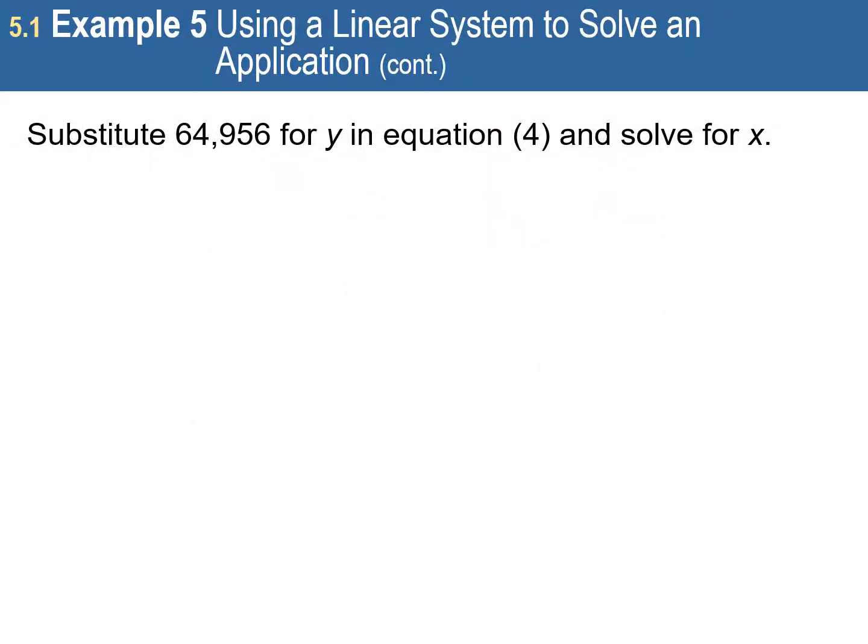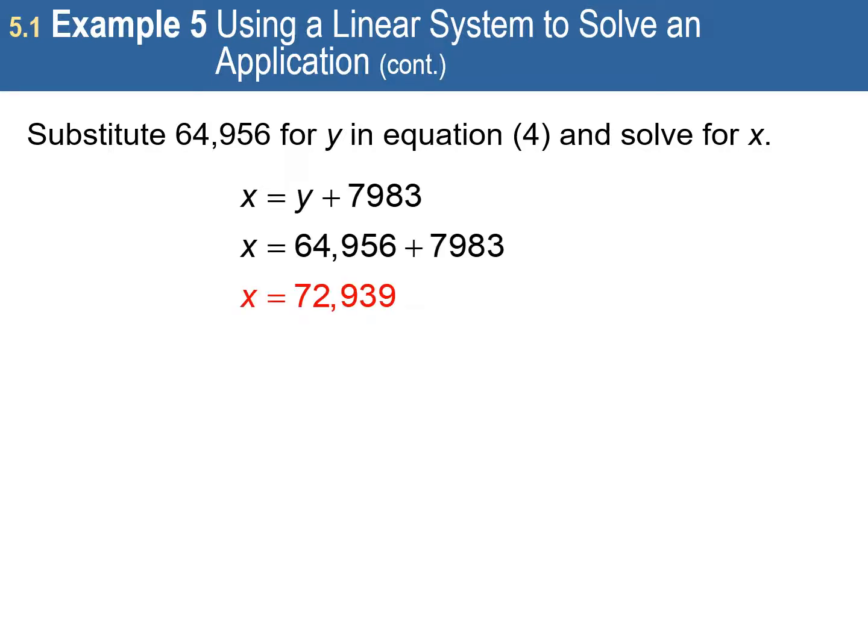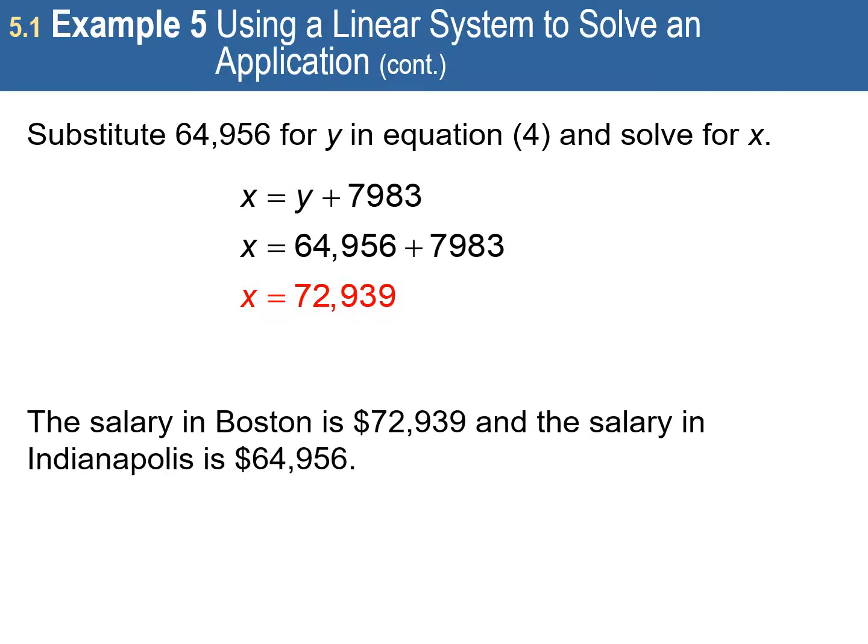So substitute 64,956 into one of the equations. We get X is 72,939. So the Boston salary is 72,939 and the Indianapolis salary is 64,956.